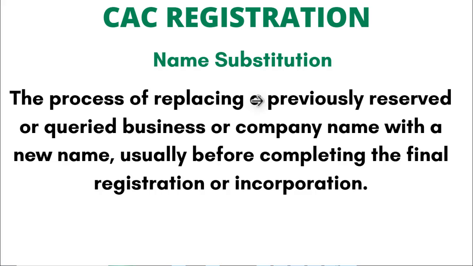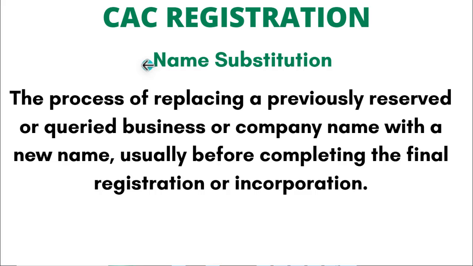In this tutorial, we are going to look at a very important aspect of CAC registration, which is name substitution. If you are familiar with CAC, you might have come across a query that says that a similar name already exists. Maybe after the name has been approved, you filed it for registration and you are told that a similar name exists, that you should do name substitution, that you should replace the name via name substitution.